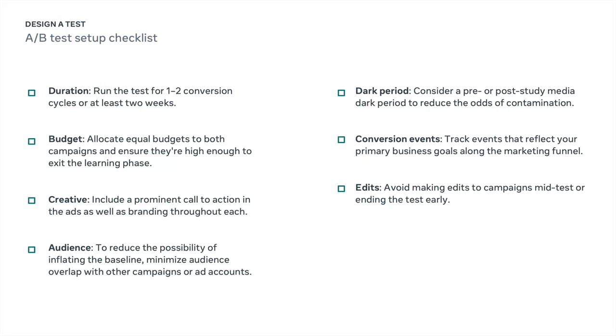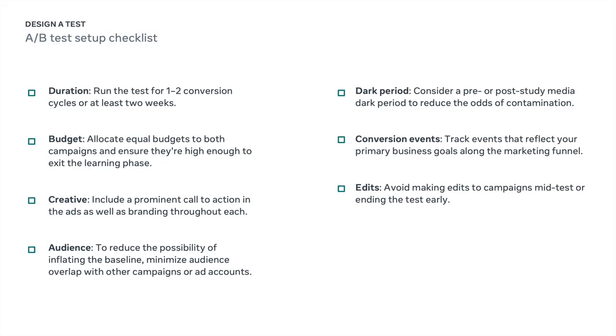Let's walk through the A/B test setup checklist. Duration. Run the test for 1 to 2 conversion cycles or at least 2 weeks. For the budget, allocate equal budgets to both campaigns and ensure they are high enough to exit the learning phase. The absolute minimum weekly ad set budget must be equal to 50 times the one-day click CPA, and a conservative minimum weekly ad set budget must be equal to 100 times the average CPA.